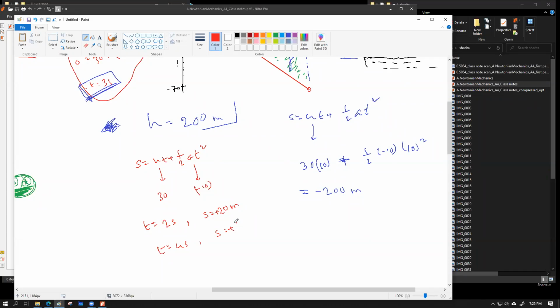That should be plus 20 as well. Careful. 30 plus 30 into 4 plus half into -4 into -10 into 4 square. This should be plus 20 as well.